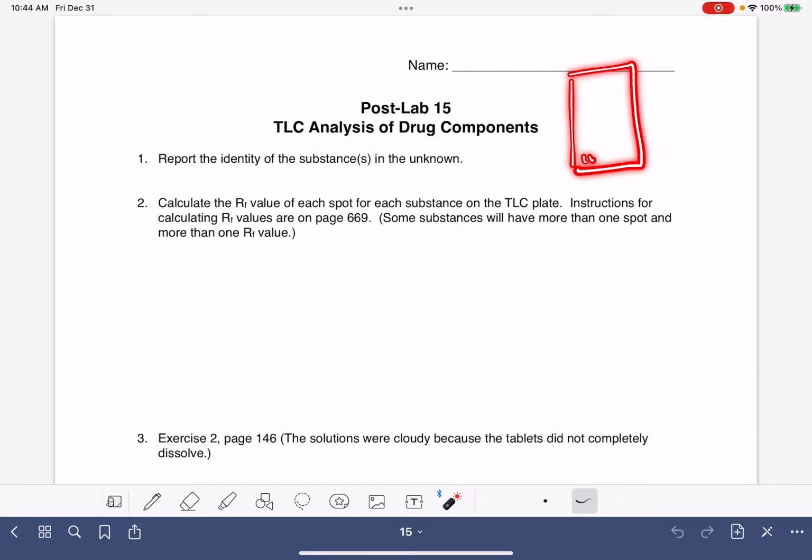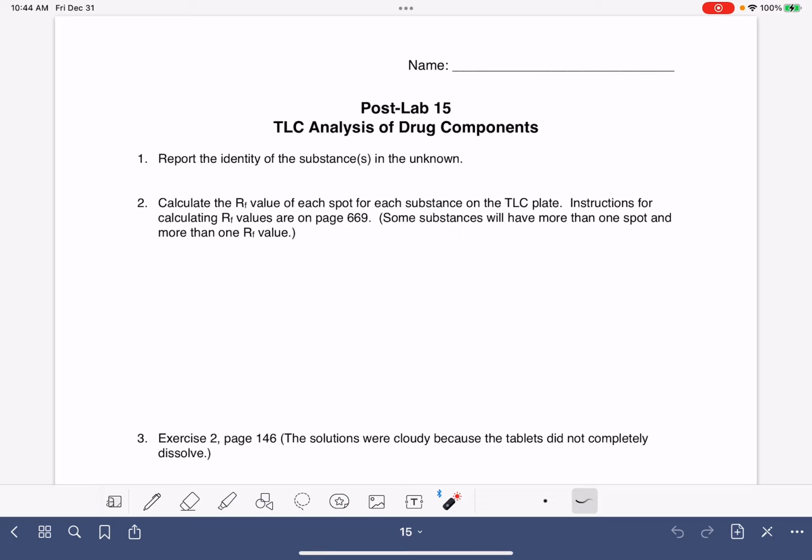So you have spots for your unknown, and then you also have a series of spots for all of the different possible components in that unknown. Your goal is simply to match the spots up. Like if this was your unknown, you could say that it had this component in it and that it also had this component in it as well.